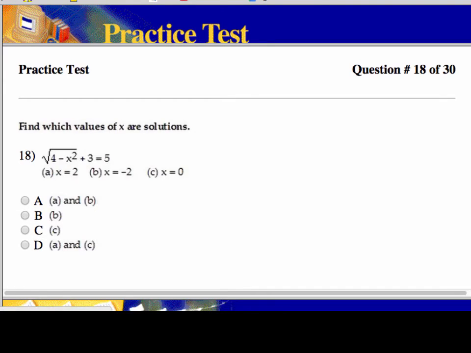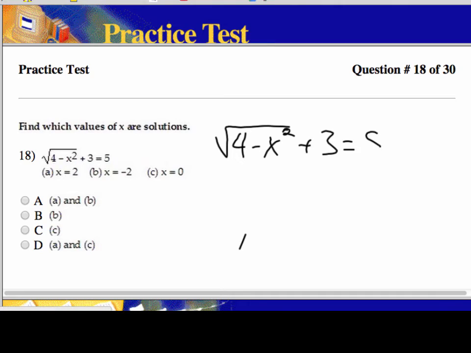Good, good, good. Keep going. Which values are solutions to this? So basically we've got to solve this, or you can plug it in. I like to solve it, so I'm going to say the square root of 4 minus x squared plus 3 is equal to 5.